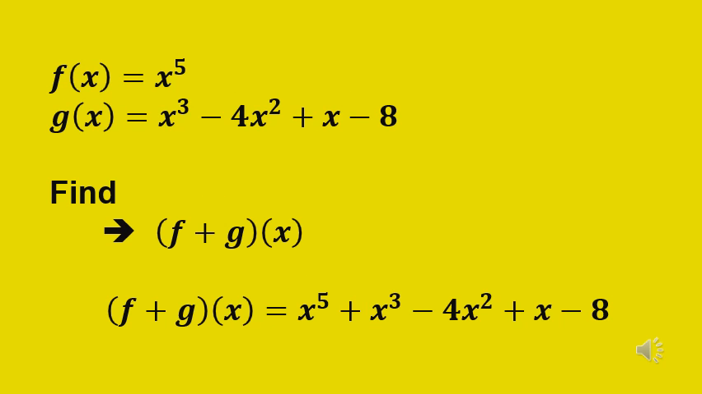And after that, we have an addition problem. Now, with addition, the only thing you could do would be to add the first function plus the second function. If there happened to be like terms, I could combine them, but there aren't, and that's why I just leave things like it looks, x to the fifth plus x cubed minus 4x squared plus x minus 8.